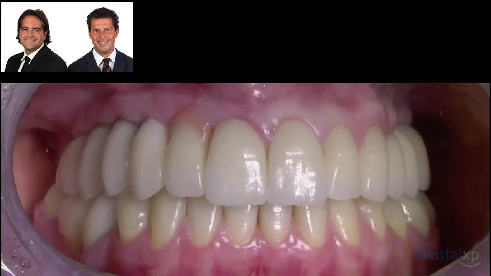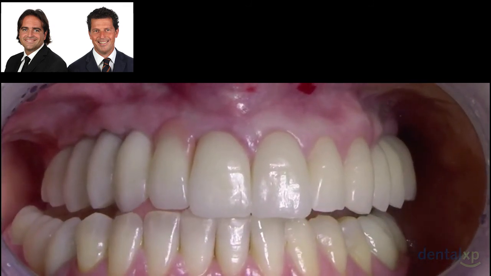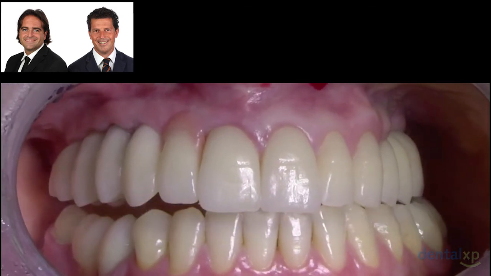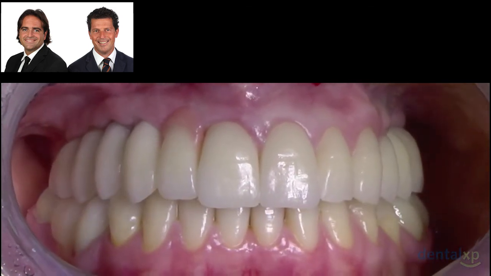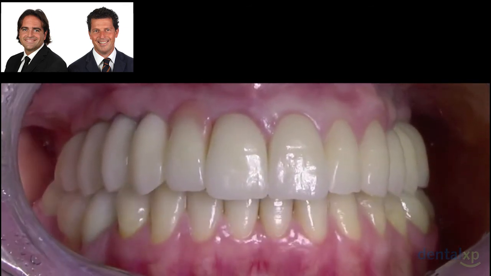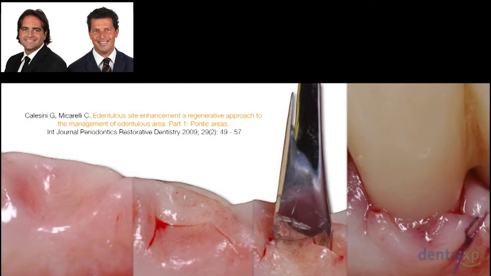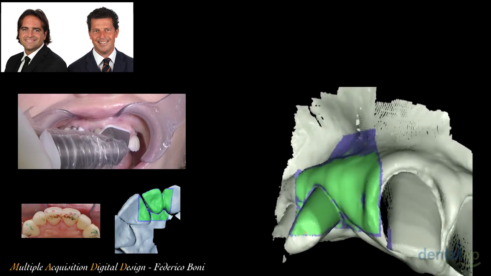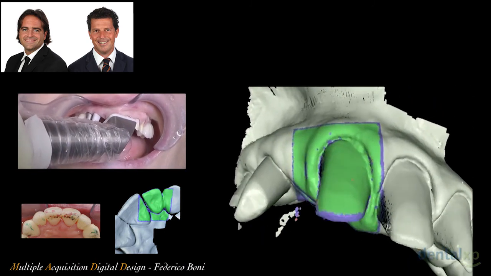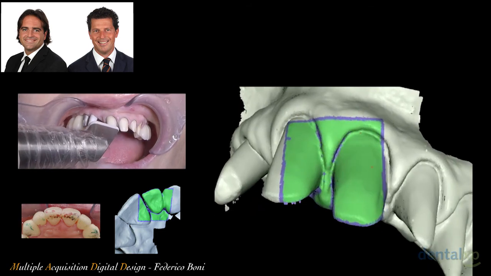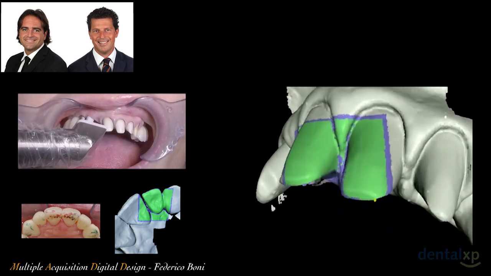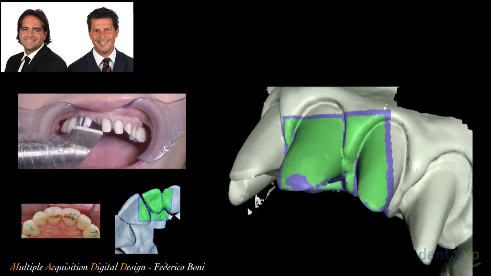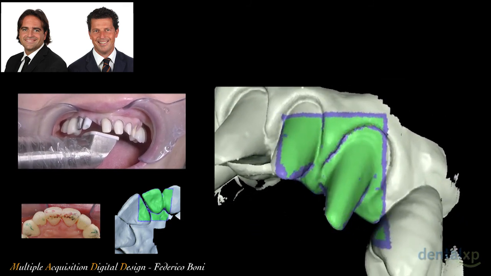And it happened that she didn't like this pink component. So we sat with her and we decided that it was possible to deal with that pink component and to try to solve that problem with a simple enhancement of the soft tissue, working also with the pontic of the provisional restoration. And then we went with this multiple acquisition digital design technique that was first described by Federico Boni and Luca Dondi at the Italian Academy of Prosthetic Dentistry, where we divided the scan of the full mouth in 3 parts.